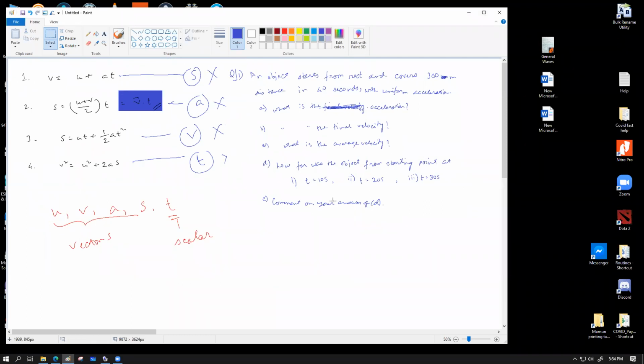Okay. So this question is asking us to work with a couple of variables. First thing first, an object starts from rest and covers a 300-meter distance in 40 seconds. With uniform acceleration, what is the acceleration? Have a look. What are the variables that we have available? Let's label this in the question. We have the displacement available. This is s. We have the time available. This is t. Do we have any further information available in the question?